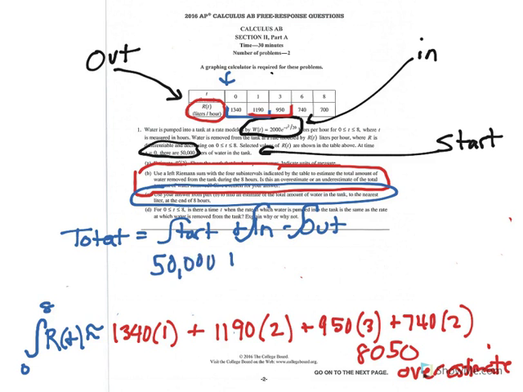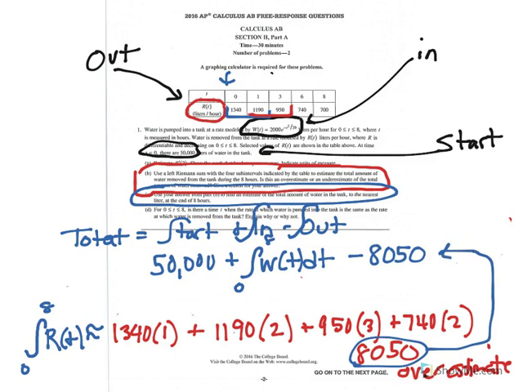Do I know how much went in? Yes, because they gave me the rate that went in. So I integrate from 0 to 8 of W of t, I have to hit my calculator, dt. Do I know what went out? Yes, I know that the amount I just found is what came out, 8050. Now let's say you got this number wrong in the previous part. As long as you use the same number there as here, you will get full credit on part C. And if I combine all those things together, put it in my calculator, I get 49786.19532.